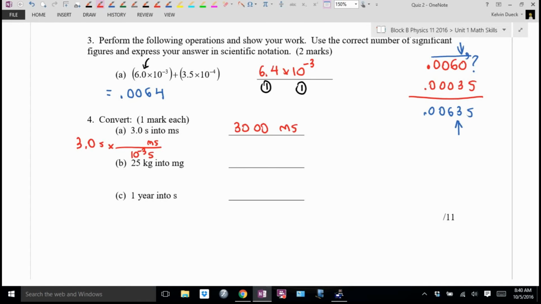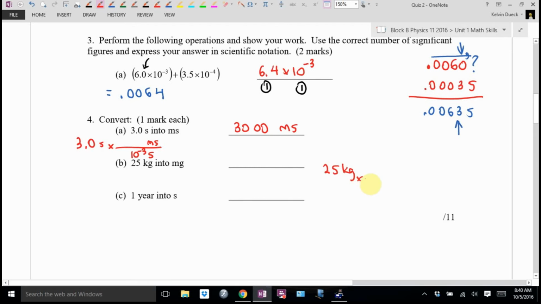25 kilograms into milligrams. This is going to be a two-stepper. I'm going to do it over here. Once again, I'm going to start out writing what they gave me. I'm going to get rid of kilograms. That's going to be step 1. And then bring in milligrams. That's going to be step 2.